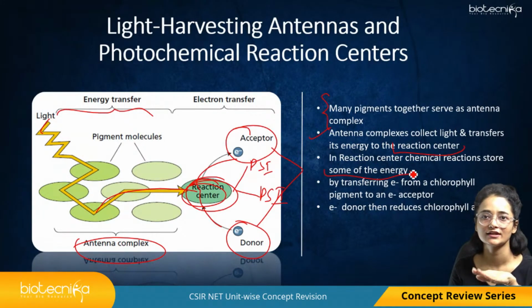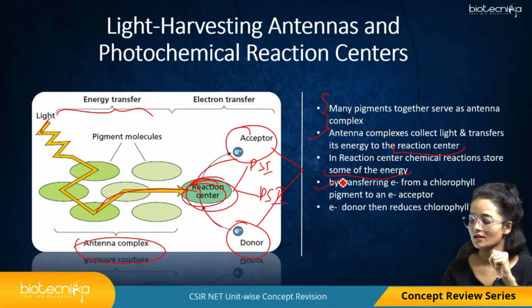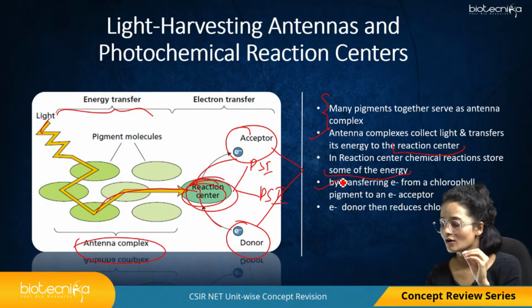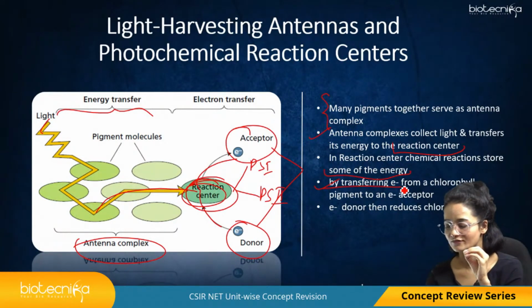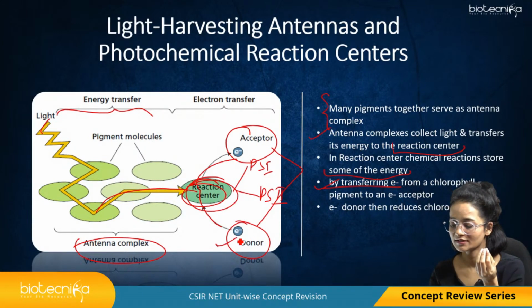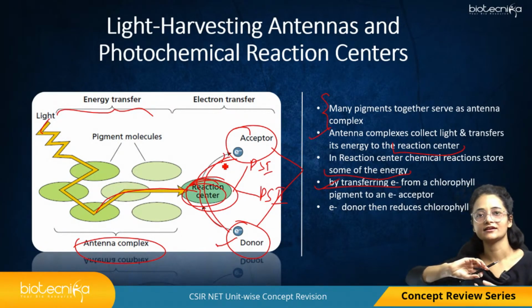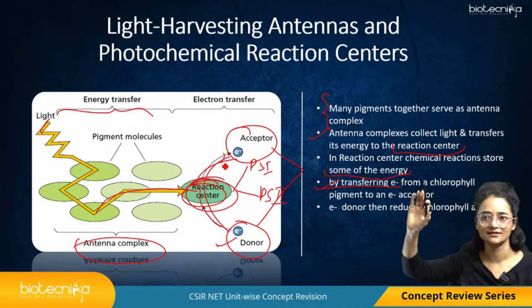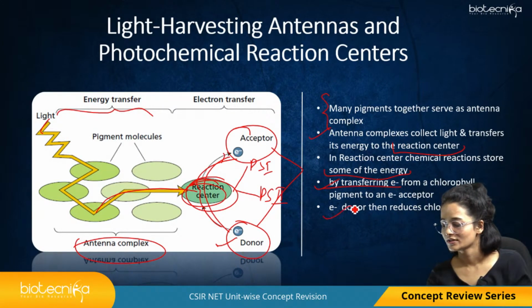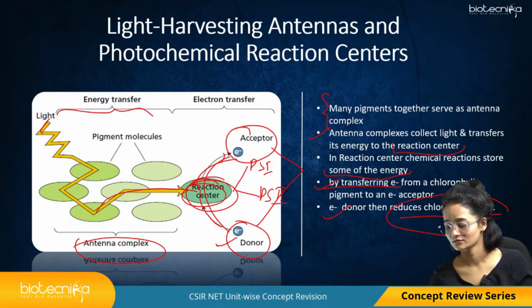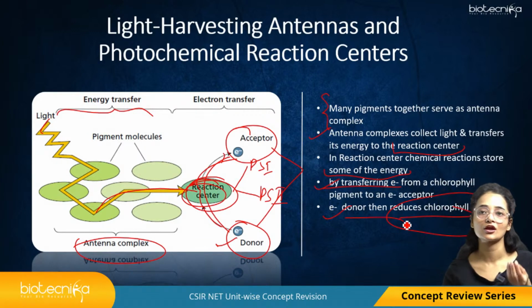The energy is stored in the reaction center by transferring the electron from the chlorophyll pigments to an electron donor. Now after this transfer takes place, this gives energy to the electron donors. The electron is then transferred from the electron donor to the electron acceptor. So electrons go from the lower excited state to the higher excited state, right? And the electron donor then reduces the chlorophyll again. Then this chlorophyll molecule is reduced by the electron donor again, right?